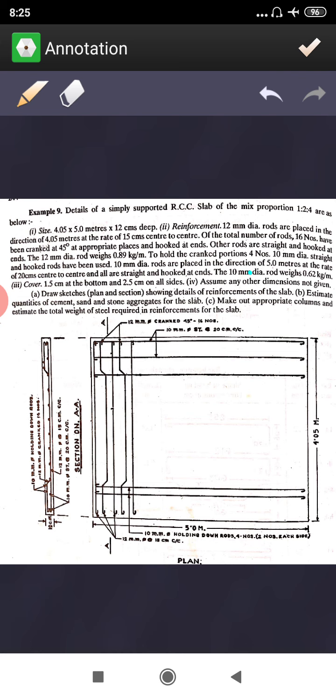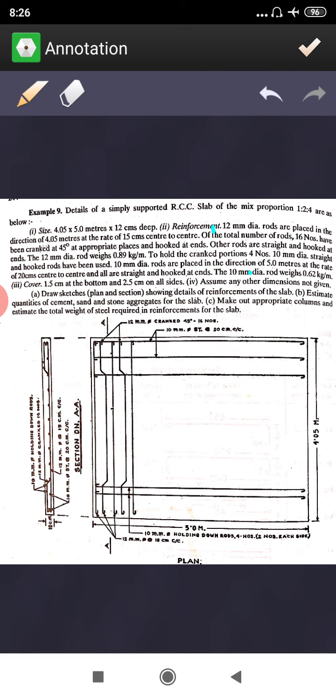Covers they have given: 1.5 centimeter at the bottom, 2.5 centimeter on all sides. Estimate the total weight of steel required in the reinforcement for the slab. So this is what the problem says, and in the plan and section I will show you how they have mentioned these details.